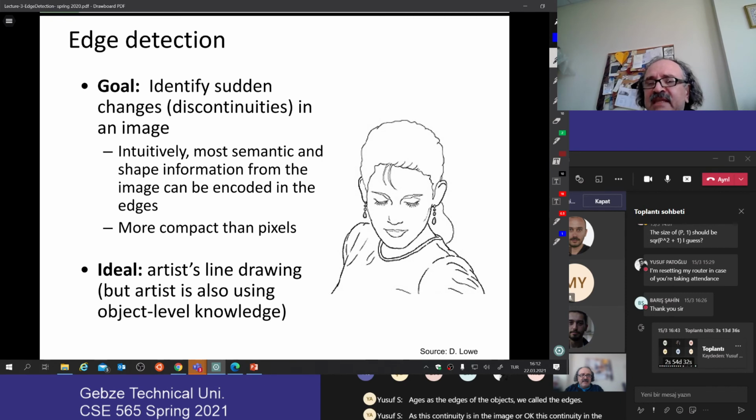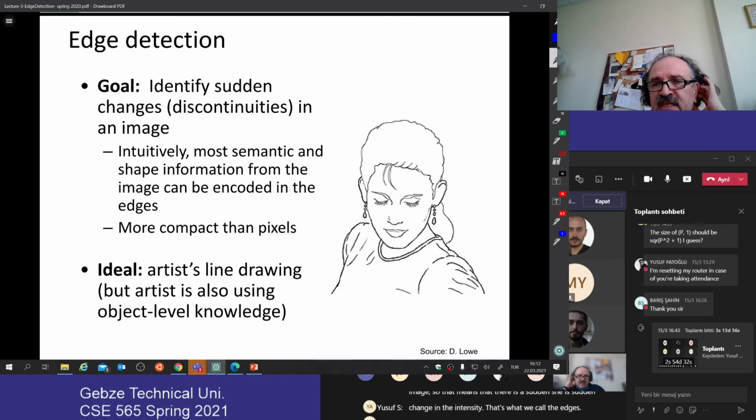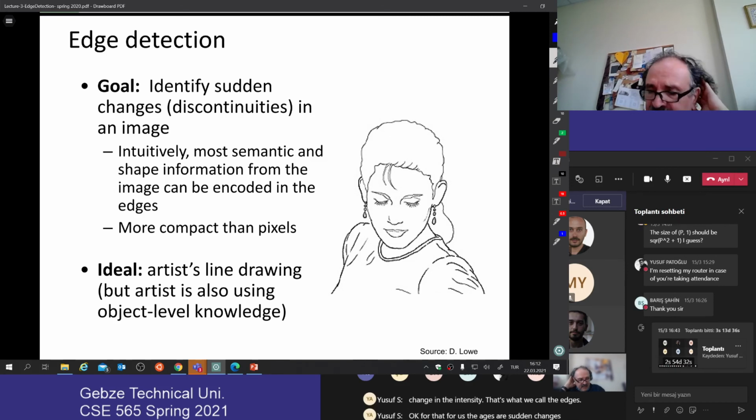So that means that there is a sudden change in the intensity. That's what we call the edges. Okay, for us the edges are sudden changes in the intensity, and when we find the sudden changes in the intensity, that means that we are going to find the edges that correspond to the real object edges.